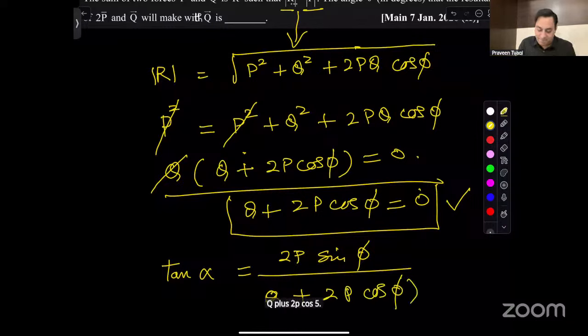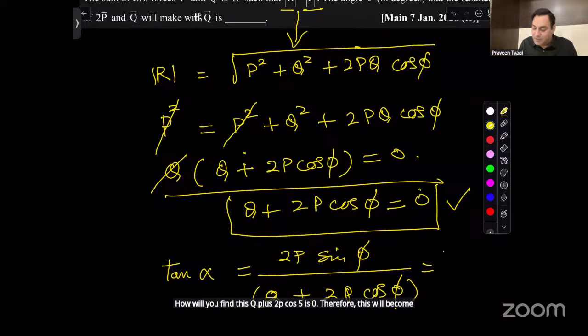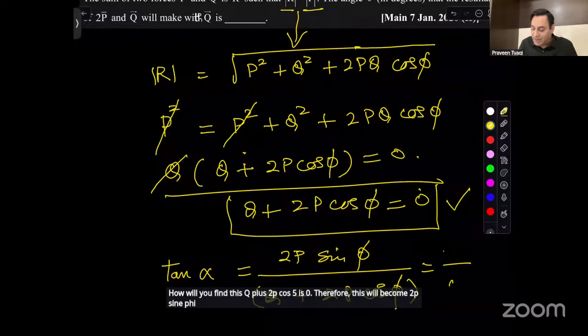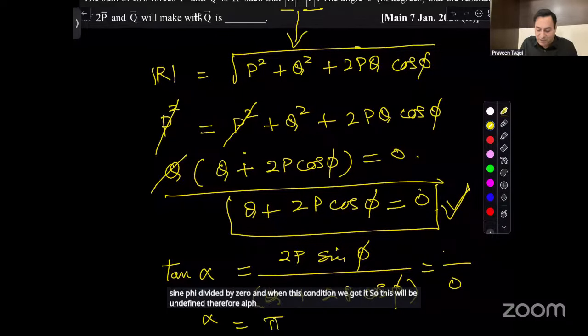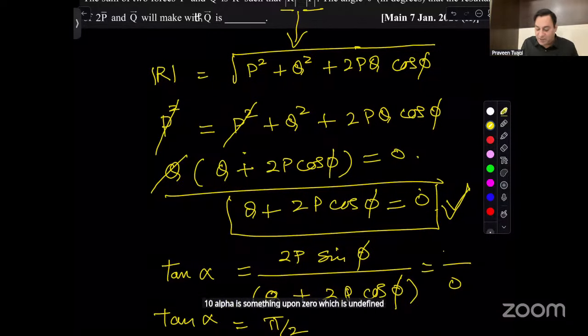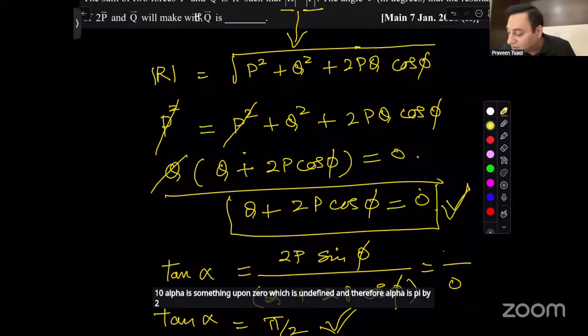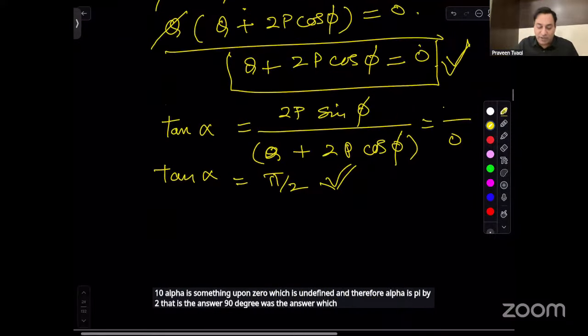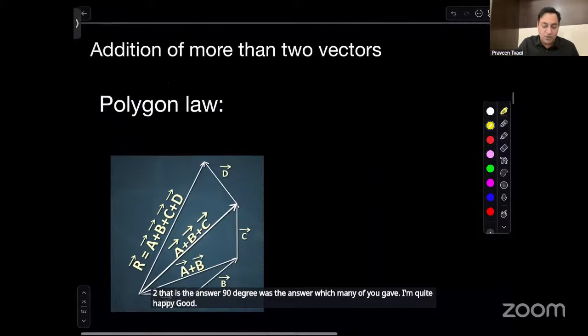Now, how will you find this? Q plus 2P cos phi is 0. Therefore, this will become 2P sin phi divided by 0. And when this condition we got it, so this will be undefined. Therefore, alpha will be pi by 2. Tan alpha is something upon 0, which is undefined, infinity, and therefore alpha is pi by 2. That is the answer. 90° was the answer which many of you gave. I'm quite happy. Good.